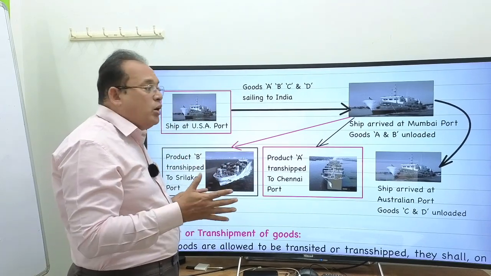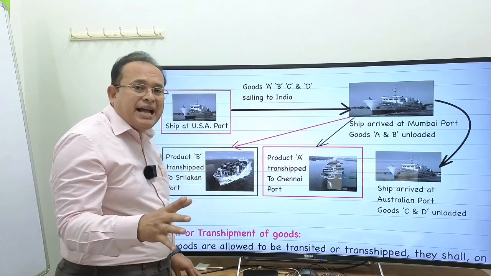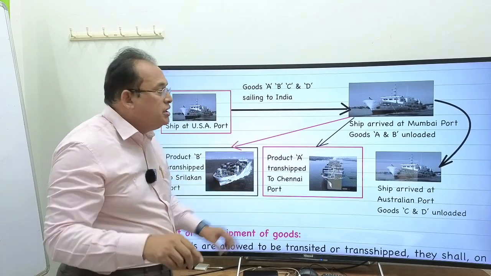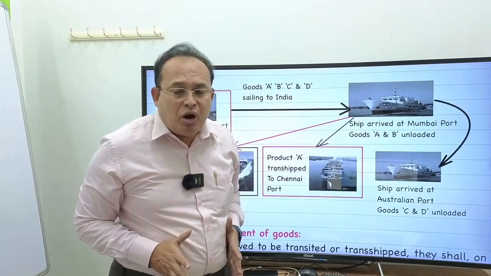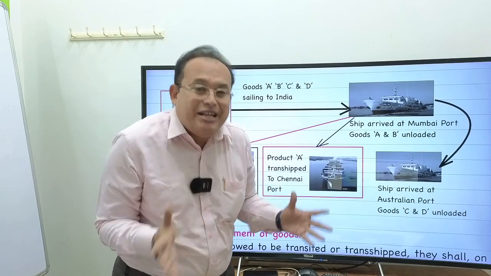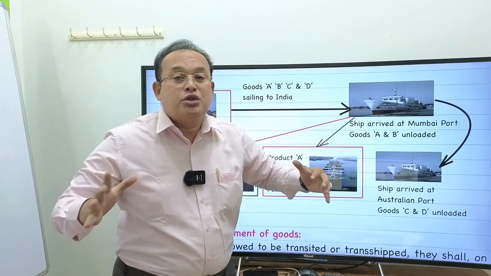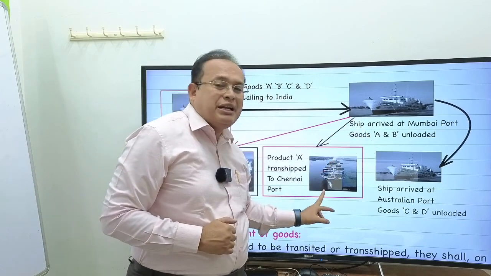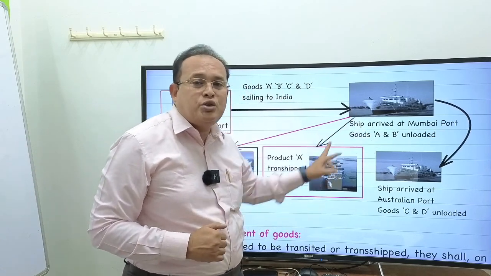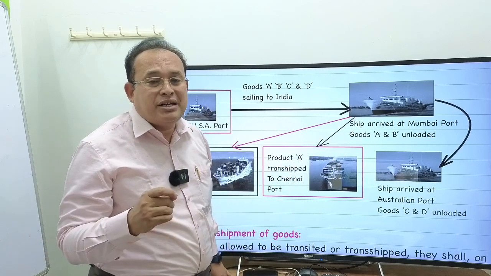Now, in this case, which goods are called transit goods? C and D in India. Which goods are called transshipment goods? A and B, transshipment goods. Which goods are called imported goods into India? Only product A, because the ultimate destination of product A is in India. Therefore, imported goods: product A.